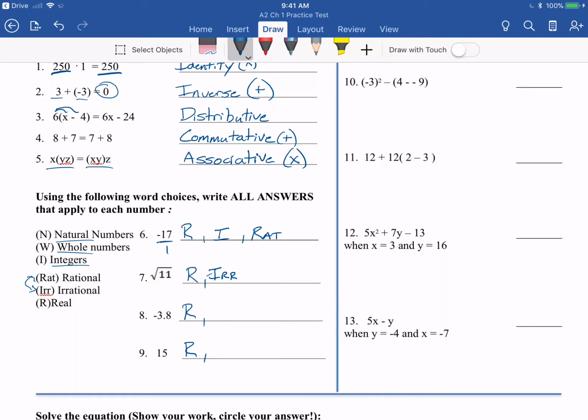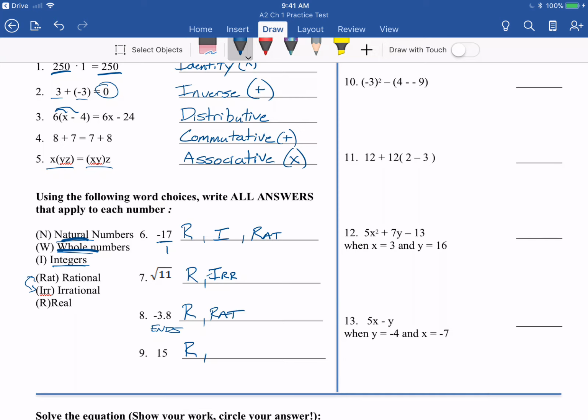-3.8. Again, that's kind of a nice one because no, it's not a whole number. It's not a natural number. It's not an integer. All right, is it a rational number or an irrational number? 3.8, the decimal ends. So this ends. So that tells me that, hey, this is a rational number.